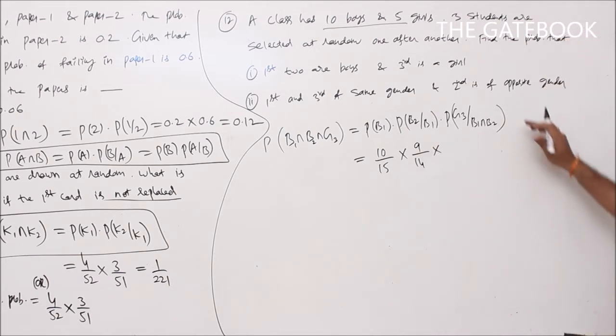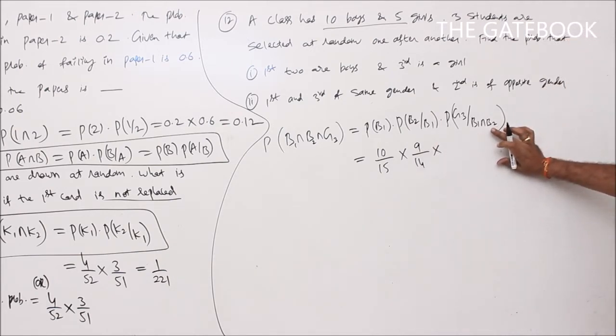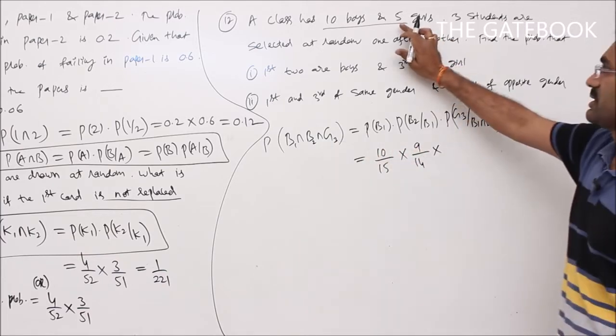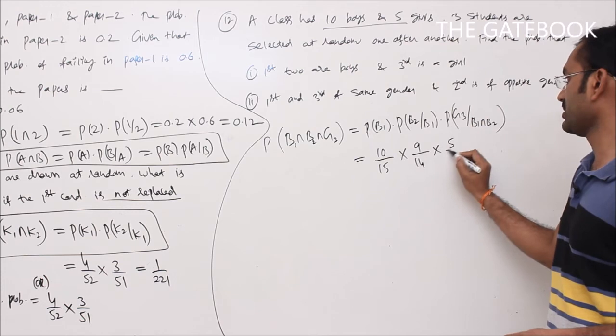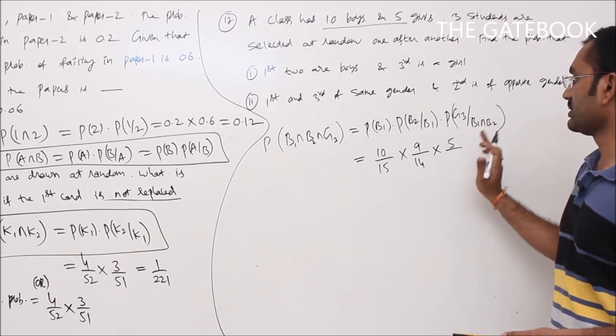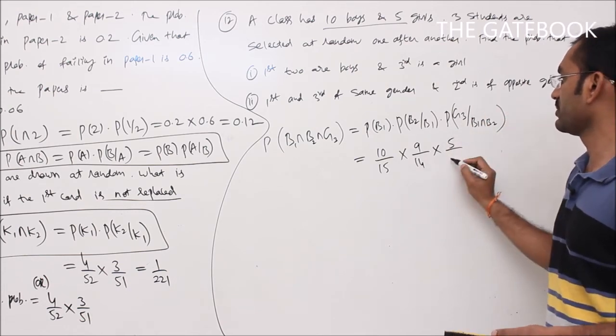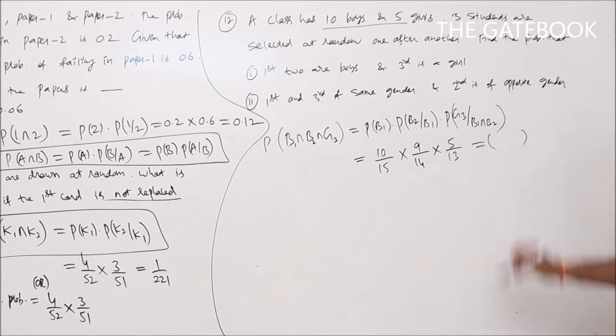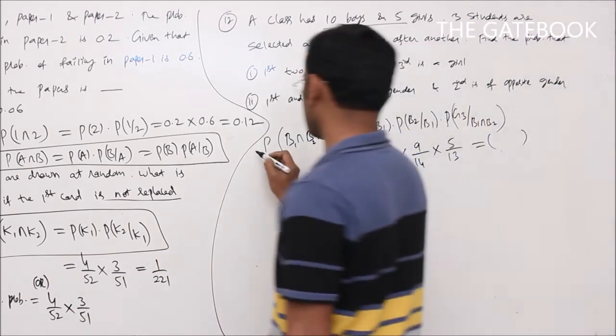Into selecting a girl under the condition that the first two selections are boys. Selecting a girl means how many girls are there? 5 girls are there. 5 by, so already 2 boys are gone, so the remaining students will be only 13. Simplify this one, you will get the answer: 10 by 15 into 9 by 14 into 5 by 13. That is the answer for the first question.